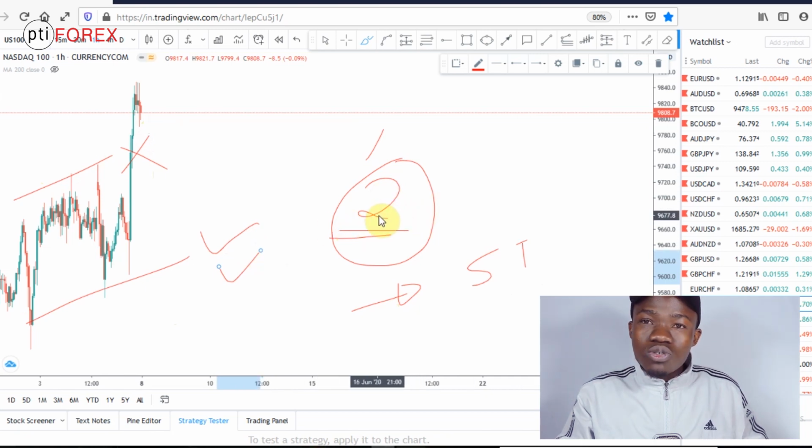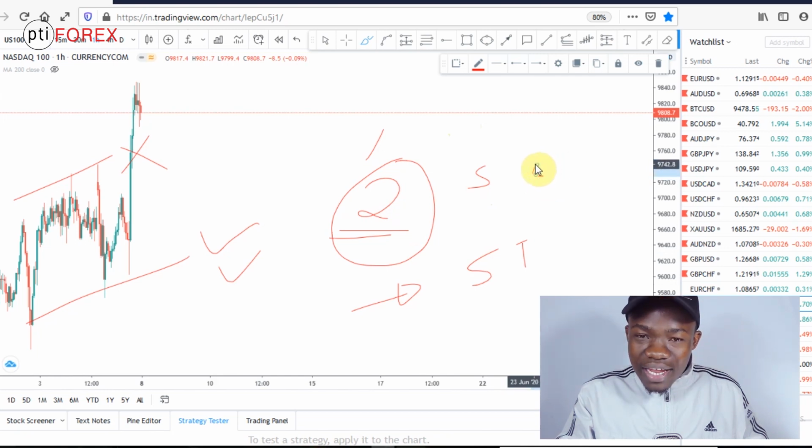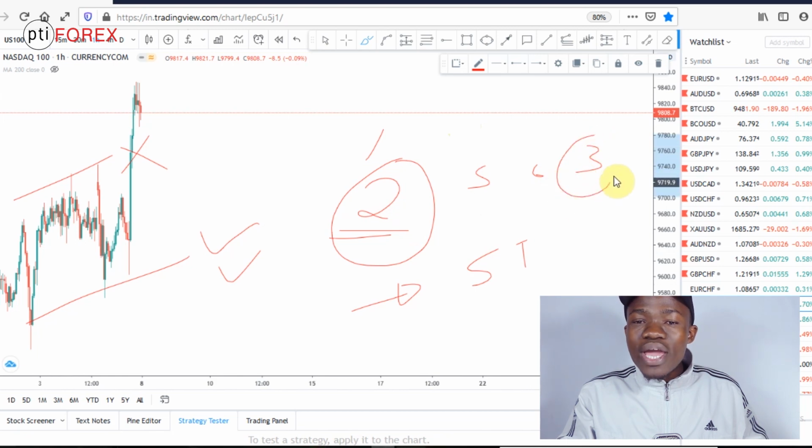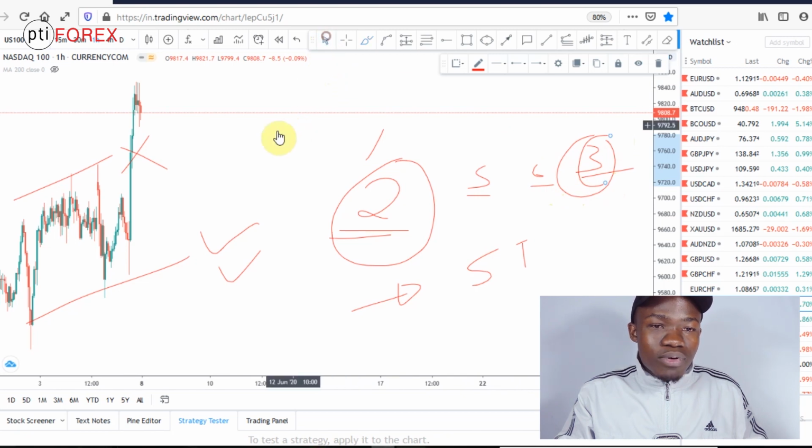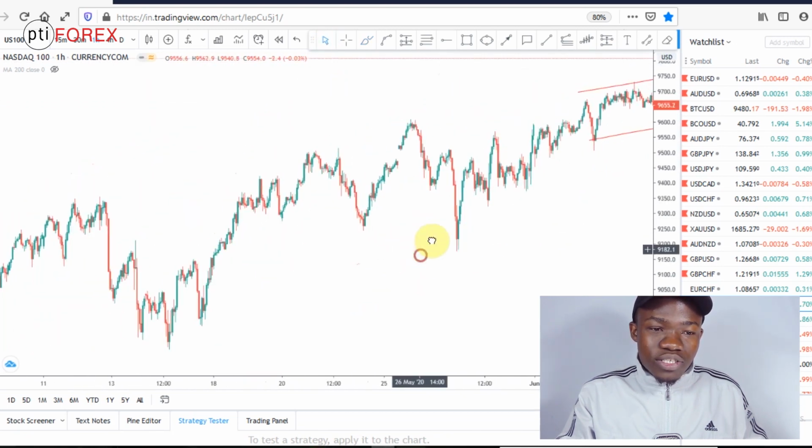So for you to draw a trend line, you need at least 2 points. Firstly your starting point, secondly your connecting point, and then the most important point, the third point, which is your entry point. So once you see your starting point, your connection point, and your third point, that is where you are going to enter your market. So for example here, let me just start here.